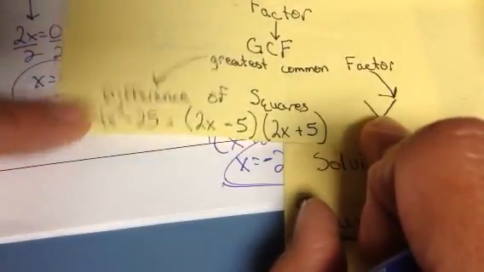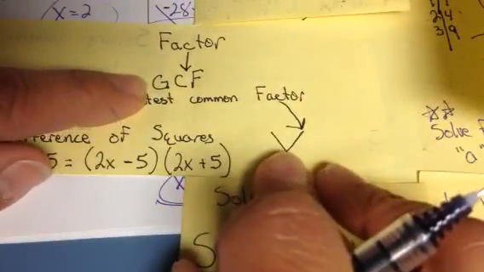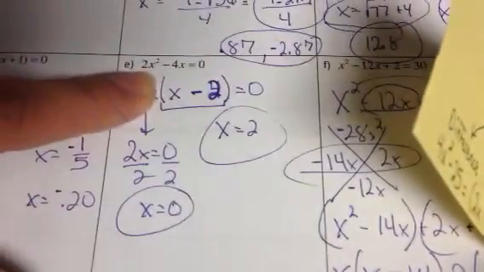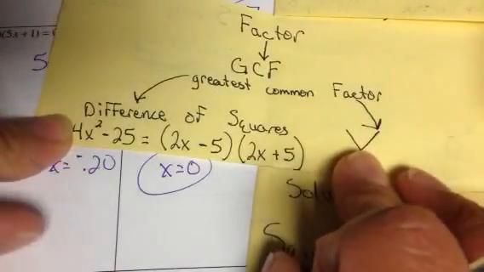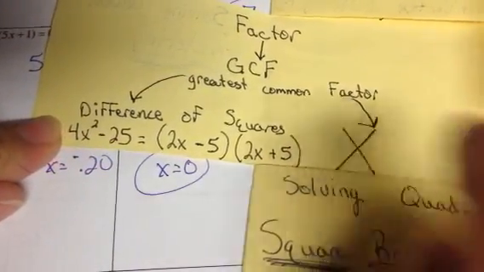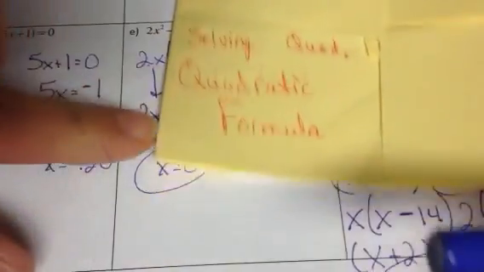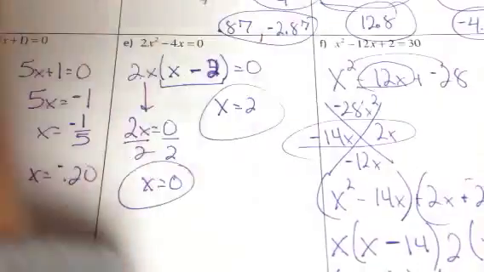We did remind ourselves of the difference of squares. Oh, and we did put the greatest common factor. So that's what would have happened here. Greatest common factor was a 2x. And we haven't seen that much of difference of squares. A lot of them have just been the x. We had some quadratic formula and the square root method.